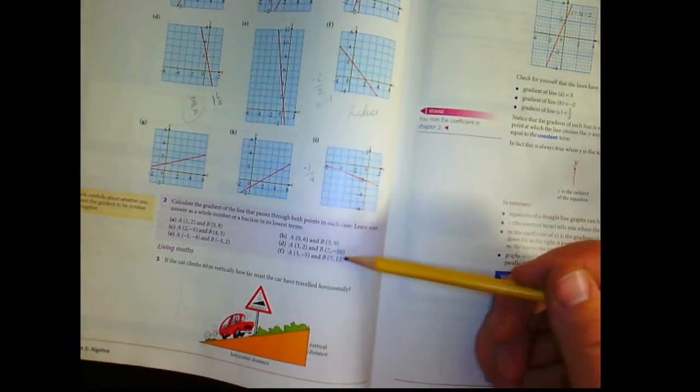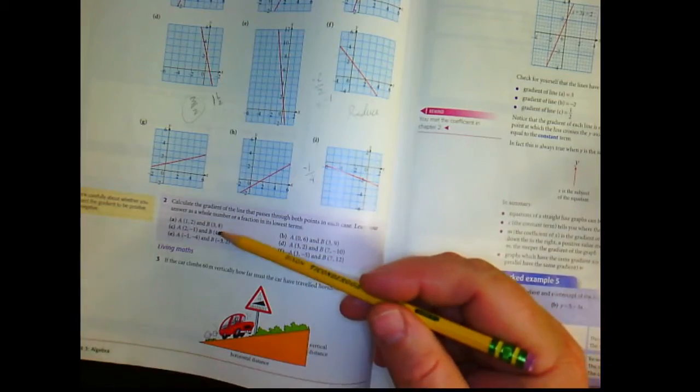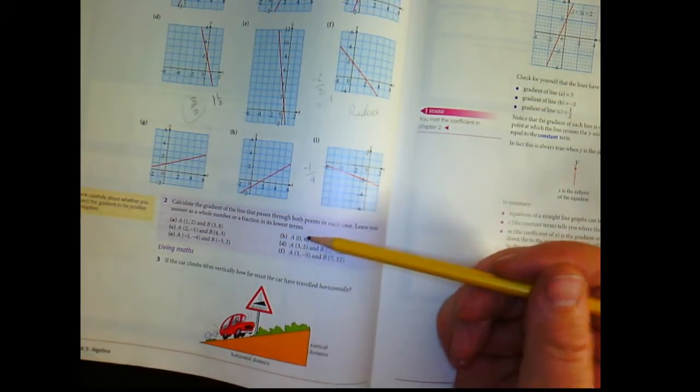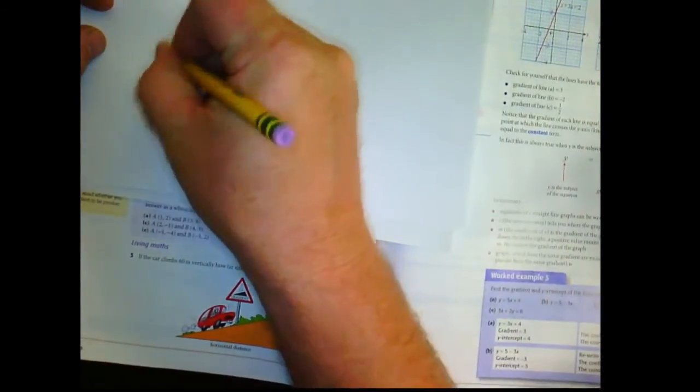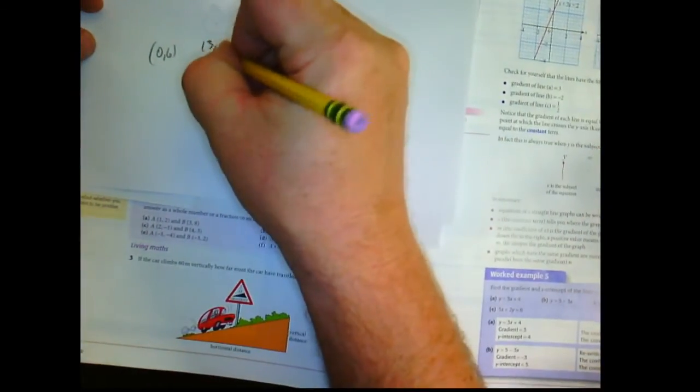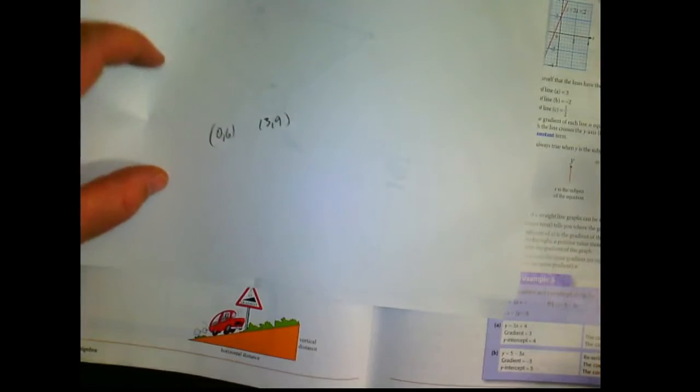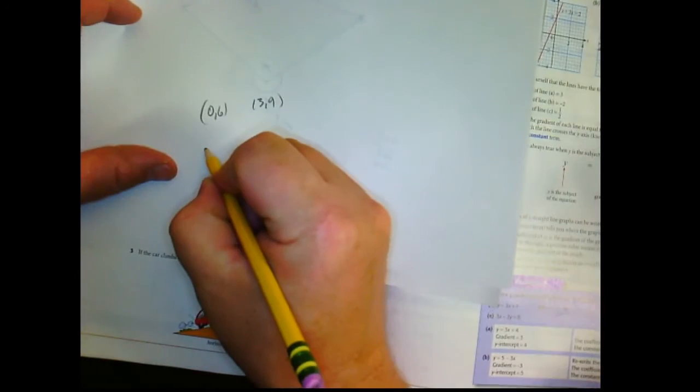All right, so let's just pick a couple of them. Anything with a negative sign is going to be trickier. So let's do B, and then let's do C. So for B, I got 0, 6, and 3, 9. Okay, so those are the 2 points for B.